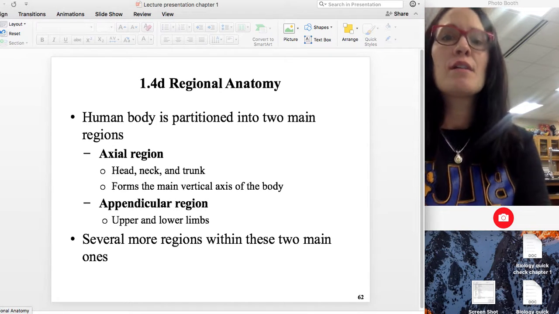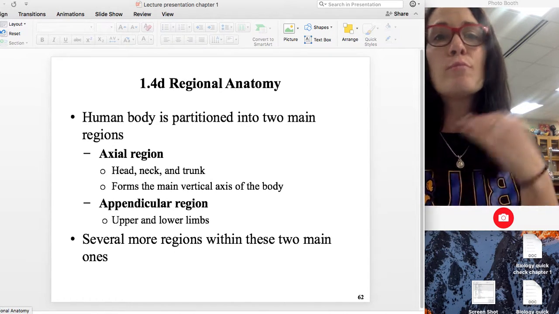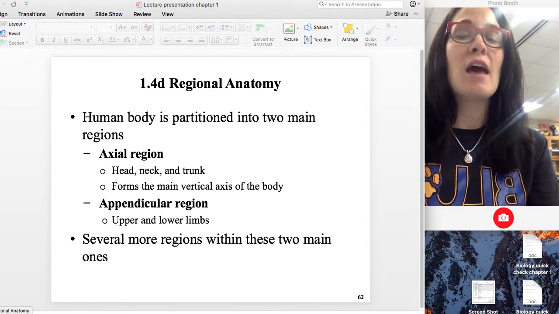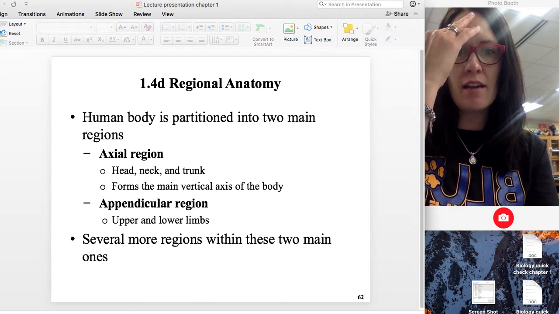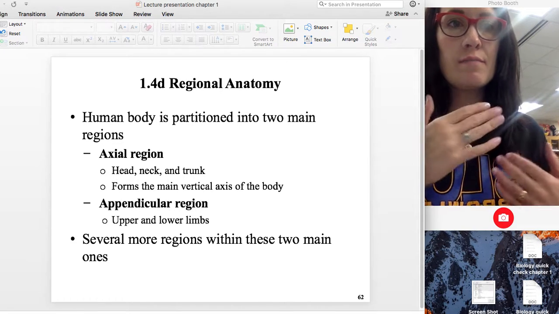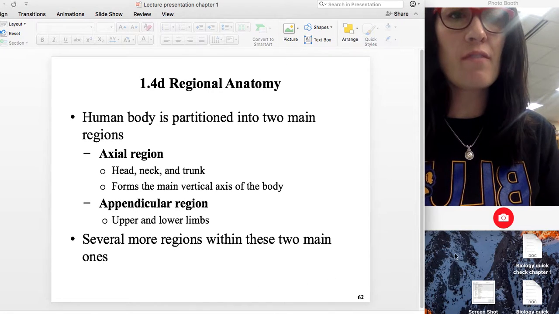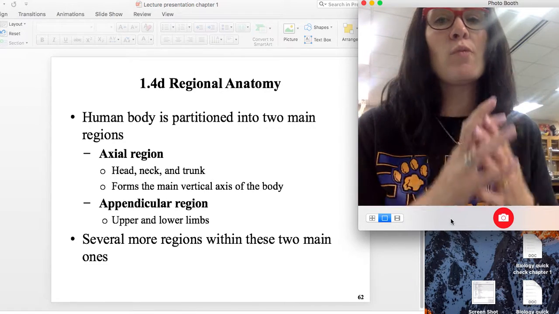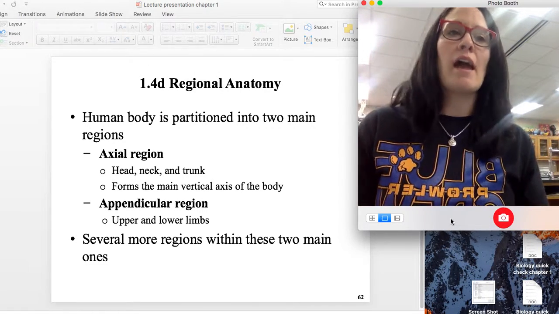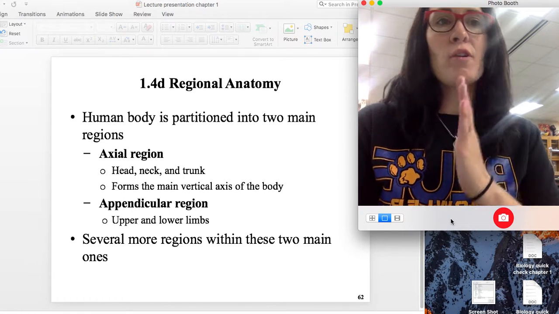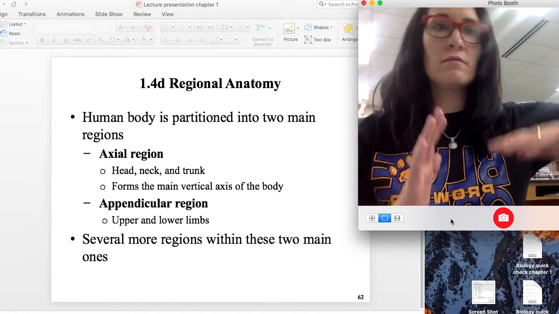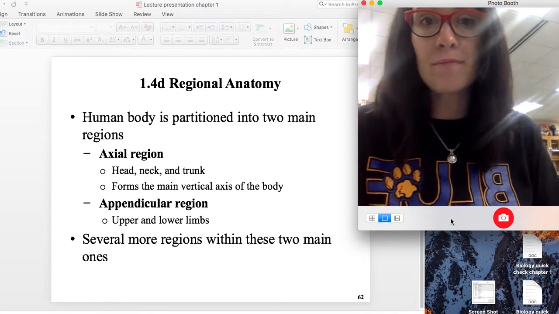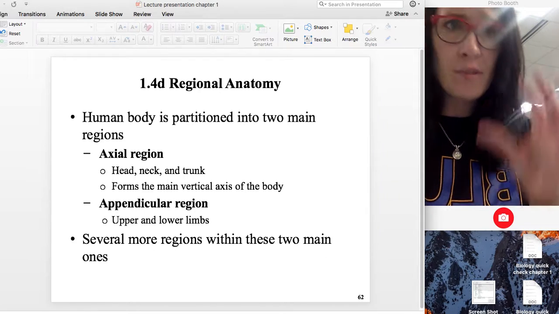1.4D. The body is in two main regions. The axial region, and we'll talk a lot about this when we get to the bones. The axial is like anything in the middle: your head, your neck, and then your trunk. If your arms and legs are missing, that would be your trunk. Neck and head would be your axial skeleton, the main vertical axis. And then anything other than that, so your arms and your legs, would be the appendicular skeleton. And there's other smaller regions within those too.